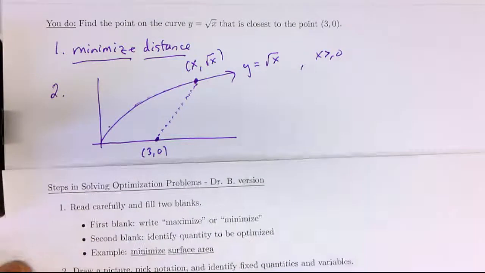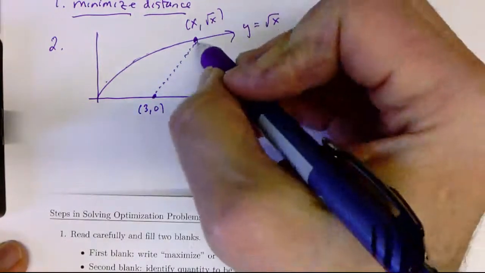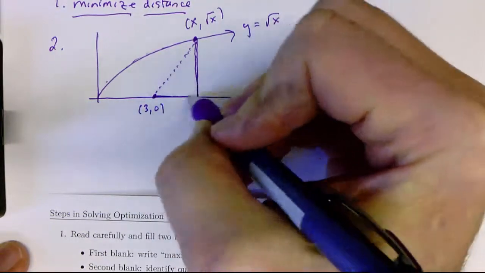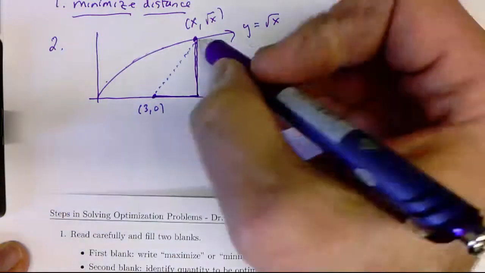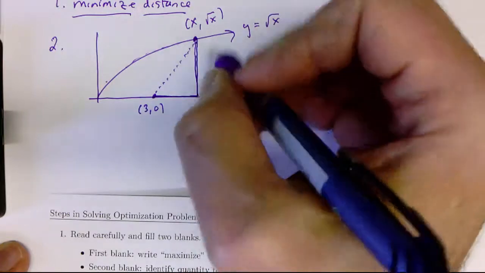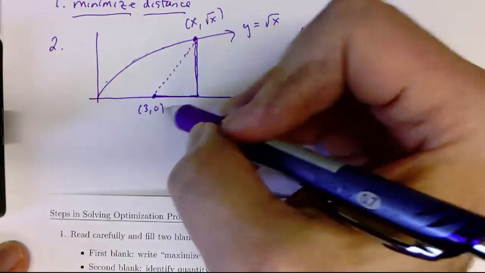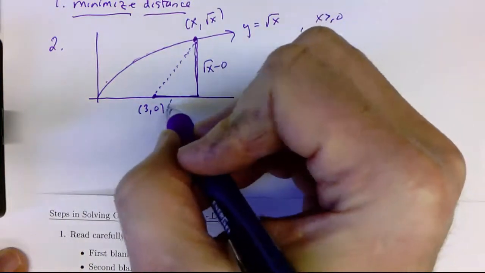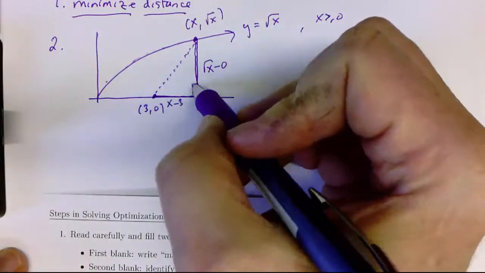So we need to find a formula for that. Now if I can make that distance small, I can also make the square of the distance small. Or if I can make the square of the distance small, that also corresponds to making the distance as small as possible. So you can use the distance formula, or you can use the Pythagorean theorem here. The vertical side, we find by taking the difference in the y-coordinates, so square root x minus 0. The horizontal side would be x minus 3. And then we can use the Pythagorean theorem on this nice right triangle here.